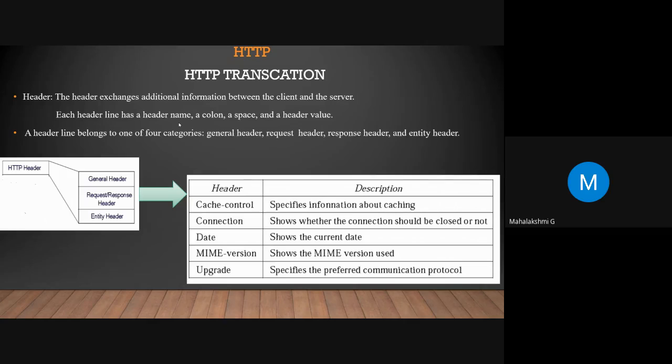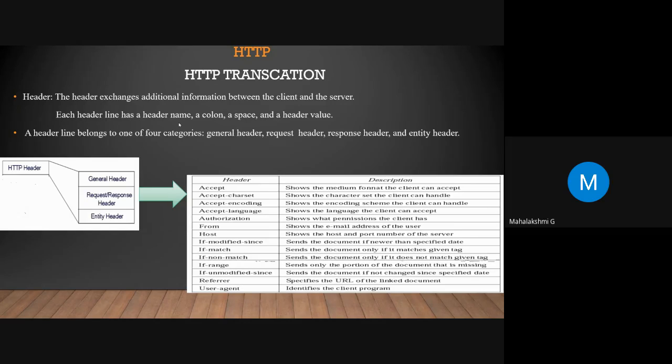The next one is request header. The request header can be present only in the request message. It is not going to be present in a response message, but a general header can be present in both. It specifies the client configurations and the client's preferred document format. Here, in the table, I have shown some request headers and their descriptions.